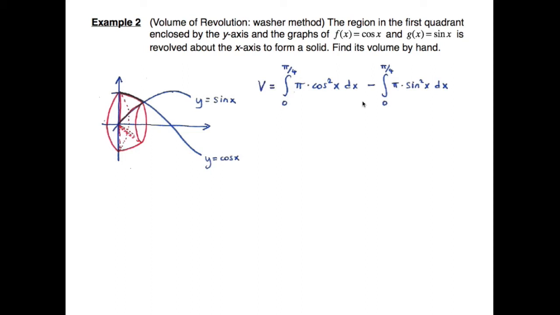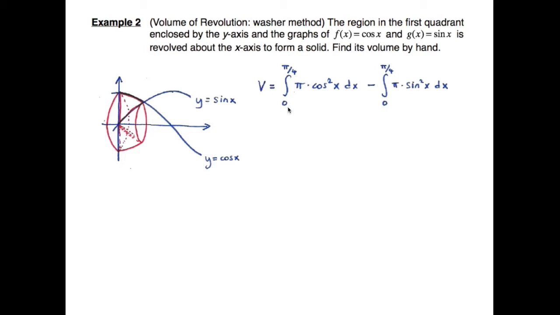Now we need to subtract the volume of this cone-like shape. It's not a straight cone, but it's almost a cone here. And this is also found by using the disk method. So the washer method is really taking a disk and subtracting a disk in the middle, a smaller disk in the middle. And for this cone-like shape, the area is also pi r squared, but this time the radius is defined by the function g of x, so sine x. And therefore, it's the integral from 0 to pi over 4 of pi times sine of x squared dx.